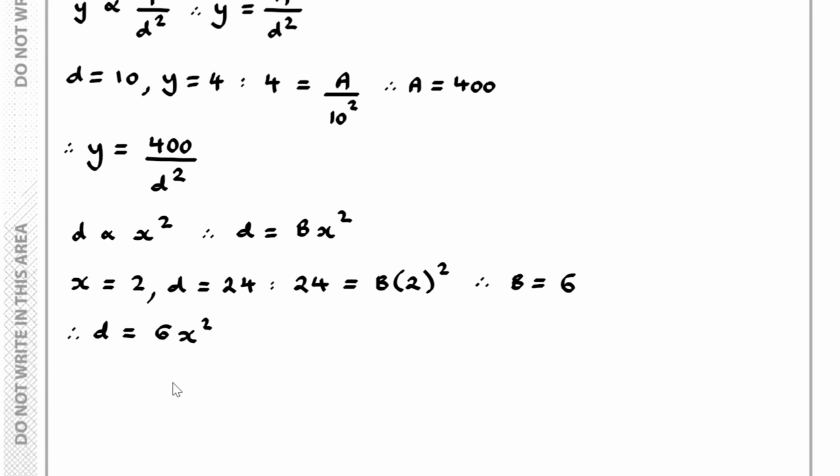Now we need to find a formula for y in terms of x. We don't want any d's. So if I call this equation 1 and this equation 2, we can substitute equation 2 into equation 1.